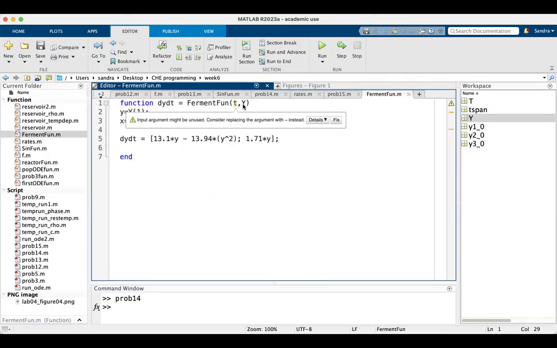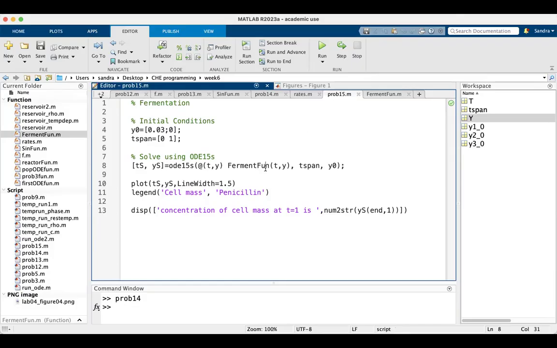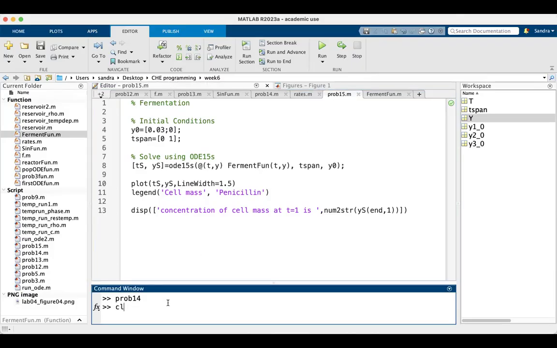The function takes T and Y values. Out of this Y, the first value will be the cell mass and the second value will be the penicillin mass. So X and Y are taken, and this is your first equation. You put a semicolon and then put the second equation, right? So you get d by dt, two ODEs simultaneously. Now you give this as an output. Now I'll just run this for you.